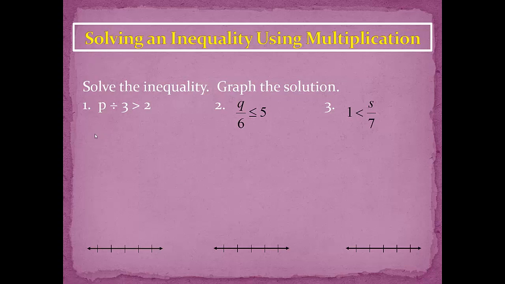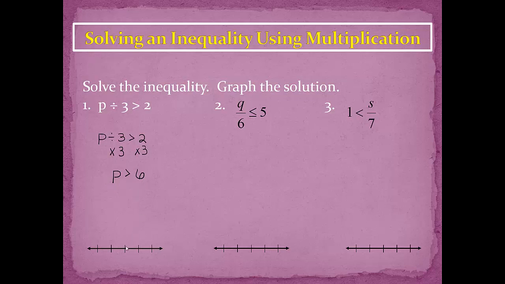So for number 1, we have p divided by 3 is greater than 2. Since we are dividing by 3 in the problem, we will multiply both sides by 3 to solve. Now on the left-hand side, we just have p, and then our inequality is greater than, and 2 times 3 is 6. So p is greater than 6.